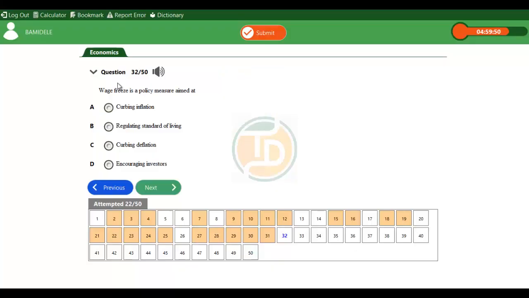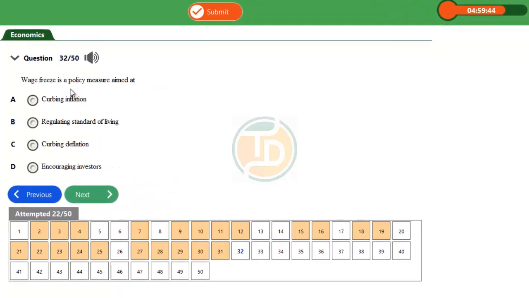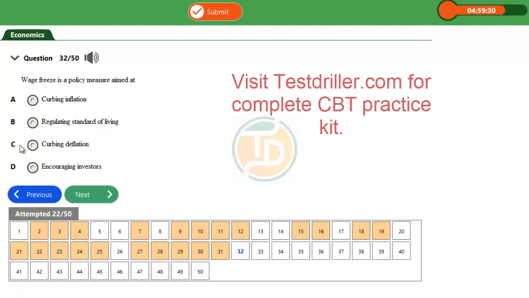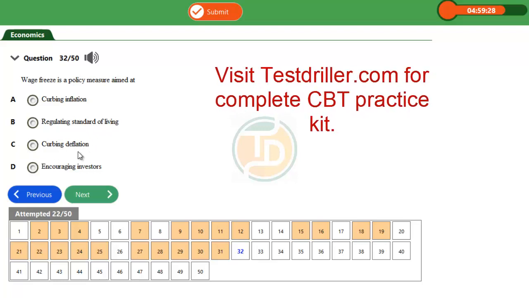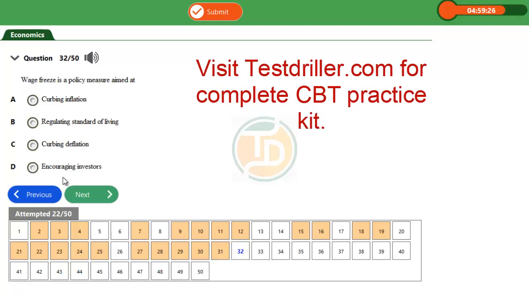Good day, guys. Question 32, UTME 2014. Wage freeze is a policy measure aimed at option A, curbing inflation, option B, regulating standard of living, option C, curbing deflation, option D, encouraging investors.